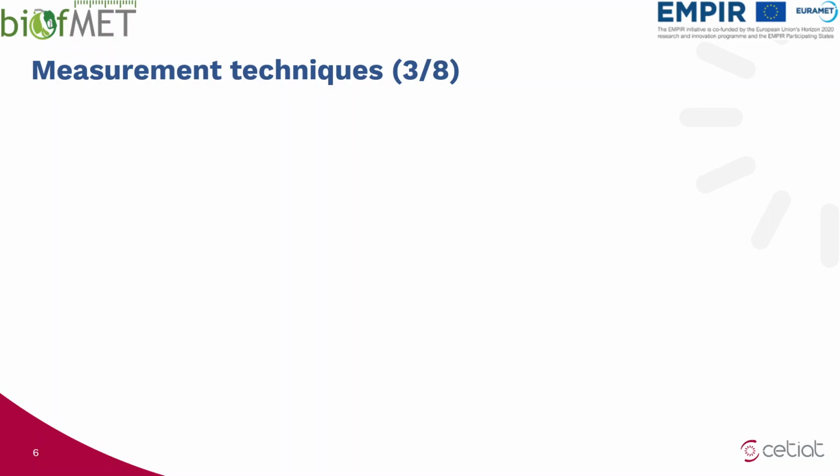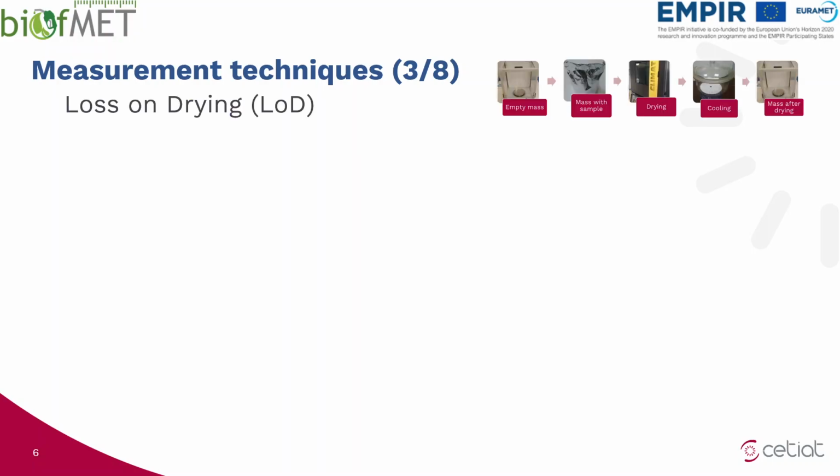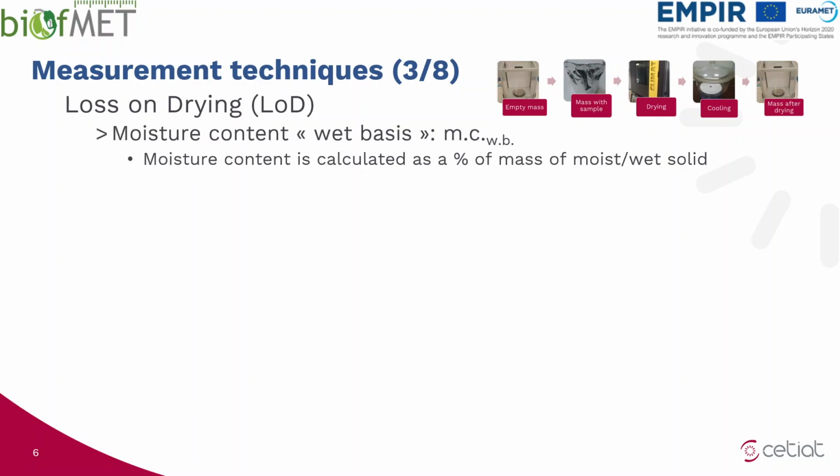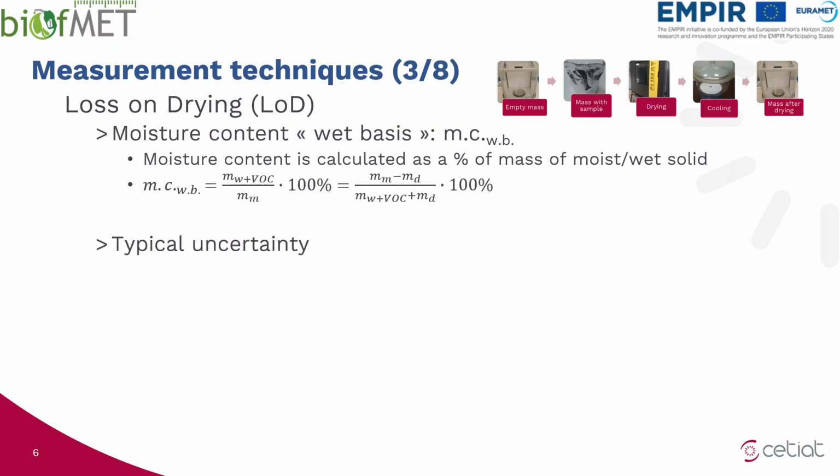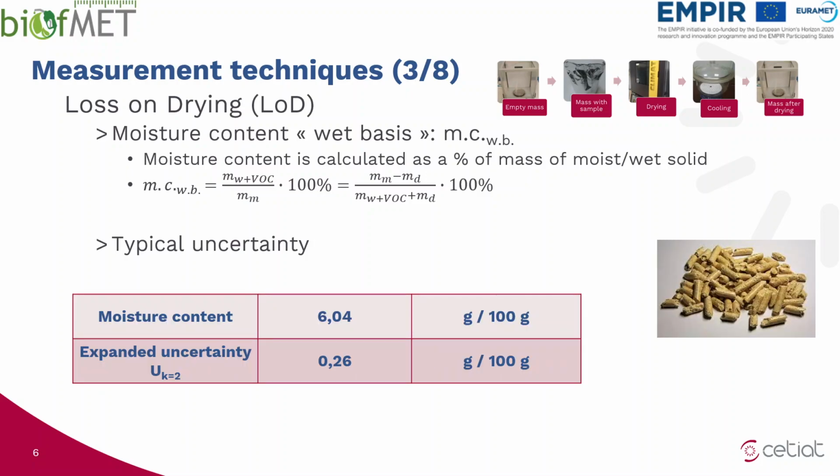The following table presents the typical uncertainty associated with loss on drying for the analysis of wood pellets. In this example, the moisture content is approximately 6.04 gram per 100 gram, and the expanded absolute uncertainty is approximately 0.26 gram per 100 gram, which is equivalent to a relative expanded uncertainty of approximately 4.3%.